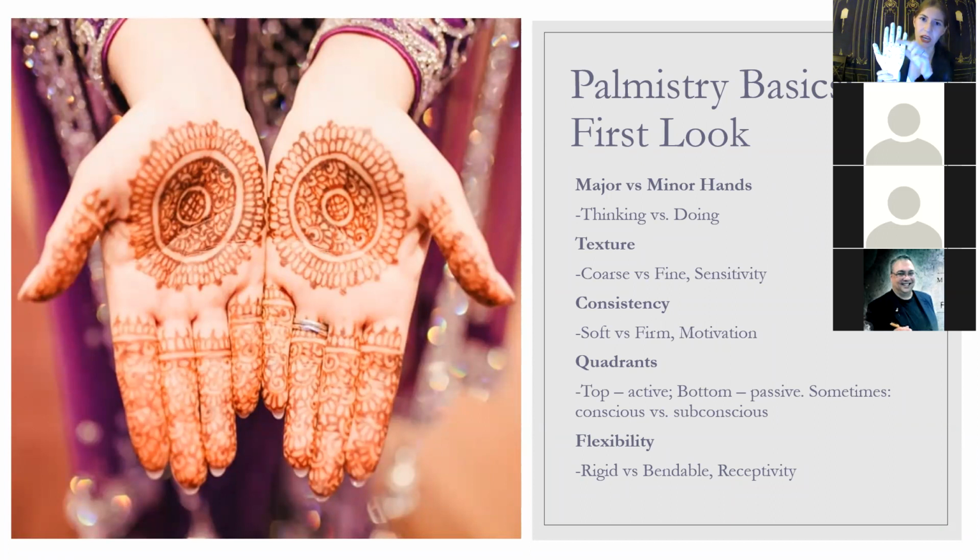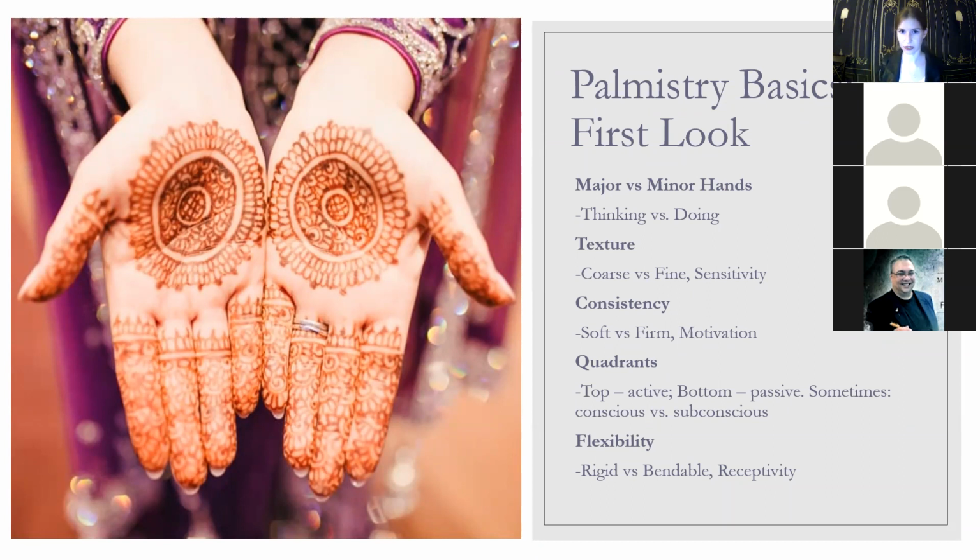The top part of the palm is said to indicate the more active section, where the bottom part is said to indicate the more passive areas. We're going to find that more consistent as we're reading the mounts later, because at the bottom you've got the moon, or the mount of Luna, which is all about intuition and more subconscious, instinctual things. Sometimes the top is called conscious and the bottom subconscious, but I prefer active versus passive because I've found that more often.